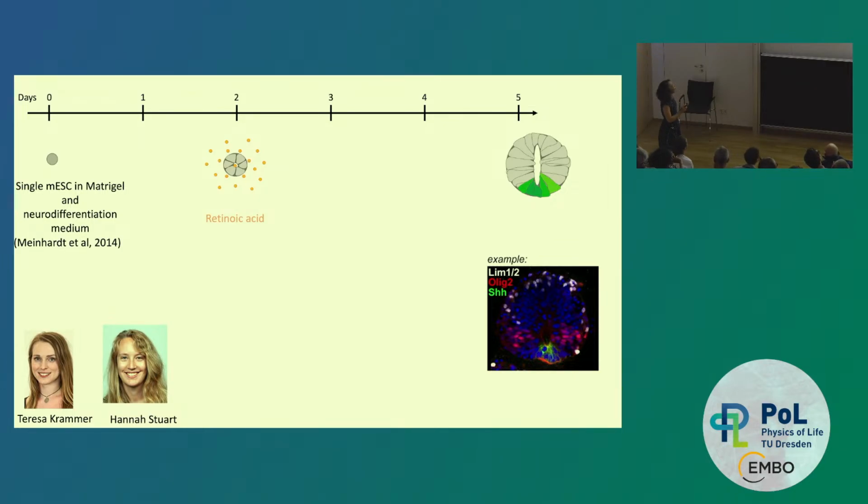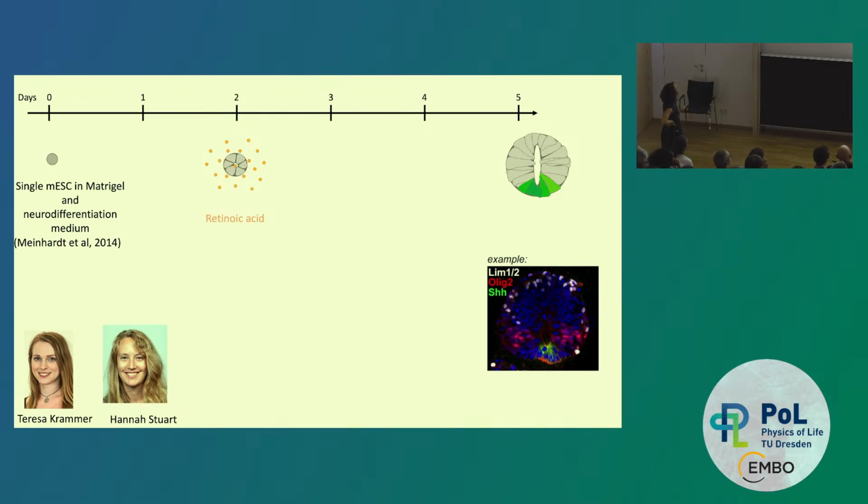And if she added retinoic acid at day 2 in order to posteriorize the organoids, she magically got these neural organoids that had a floor plate in one part of the organoid. And this is a functional floor plate in which you can see here the expression of sonic hedgehog and the generation of progenitor domains around this sonic hedgehog floor plate.